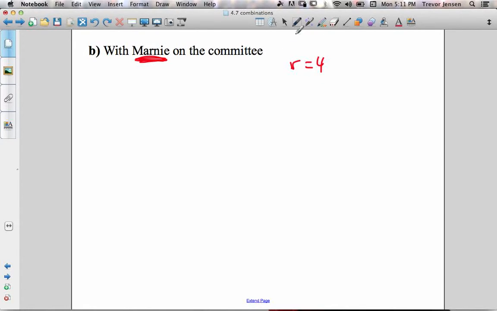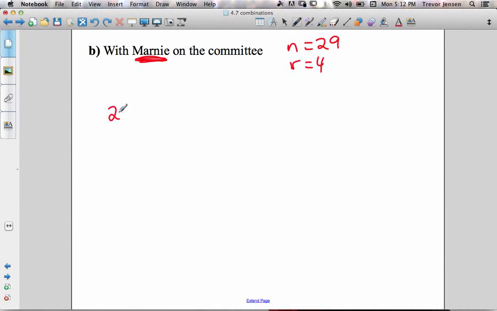I'm only considering how many different ways I can make a group of 4, because Marnie's for sure going to be on the 5-person committee. And so the number of people I have to choose from is now only 29, because Marnie's been taken out of that. She's already for sure on the committee. So I now have 29 people to choose 4 from. How many different ways can I choose 4 people to fill the rest of the spots on that 5-person committee from the group of 29?